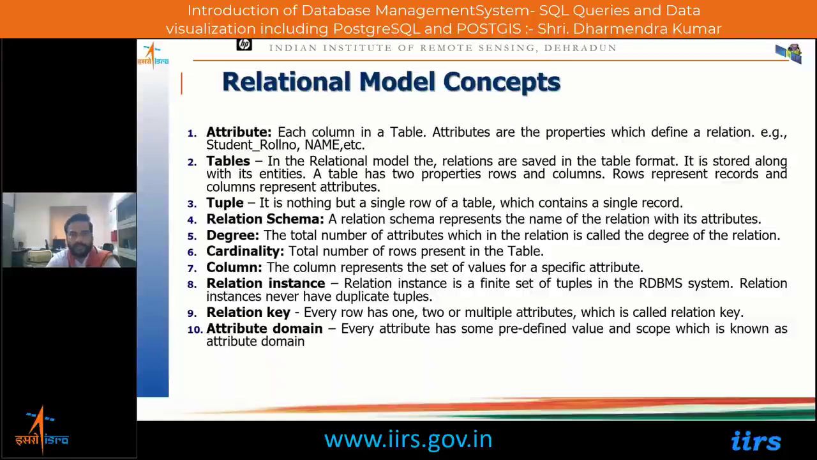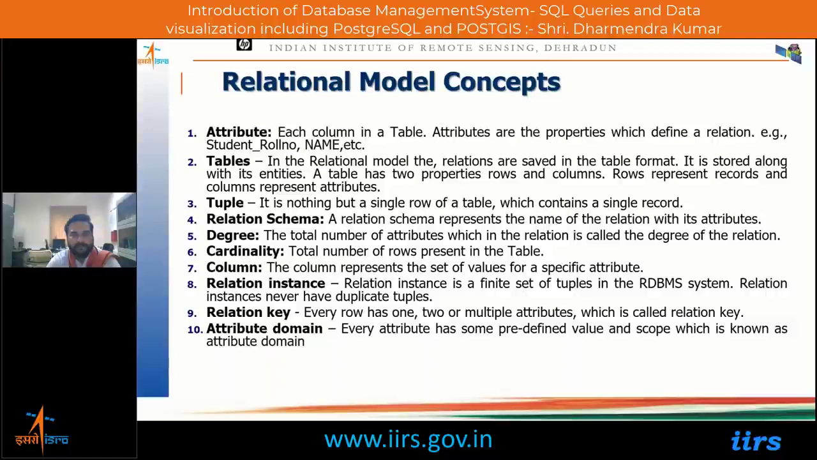Columns: a column represents the set of values for a specific attribute. Relational instance: for a moment, if the 100 users or 100 students in the table are taken as a screenshot or photocopy, it is called a relational instance. Now, if some new user comes, it will be modified. So we call it the relational instance of that time. It keeps on changing.